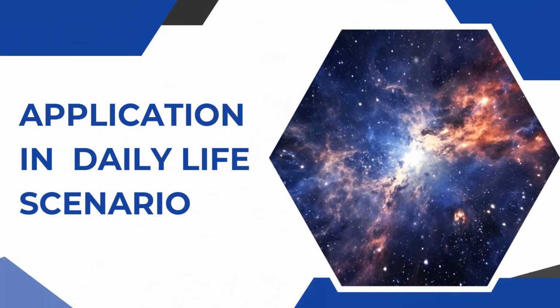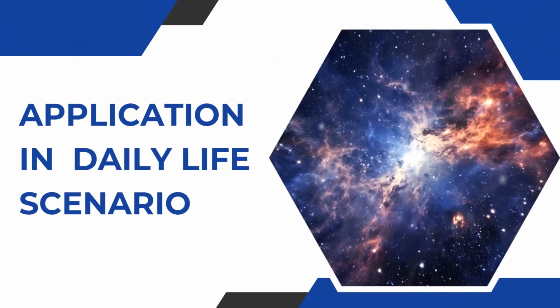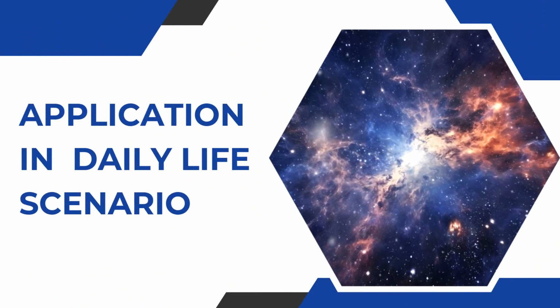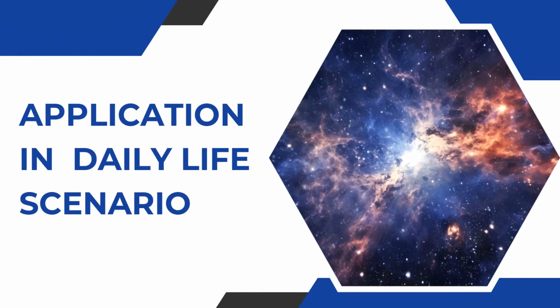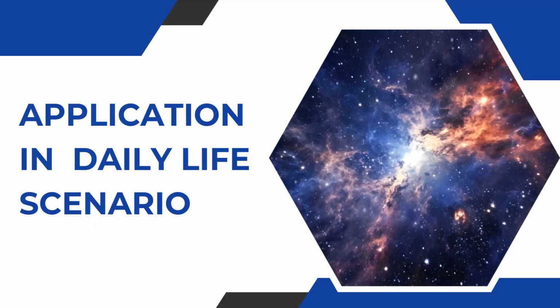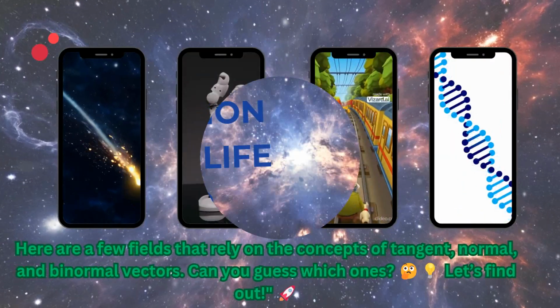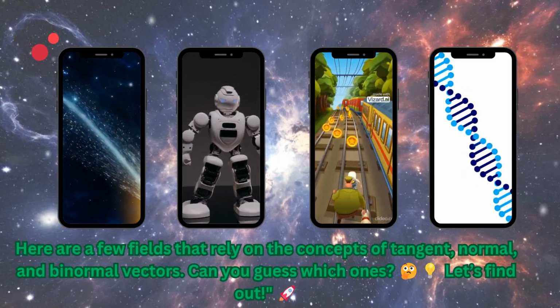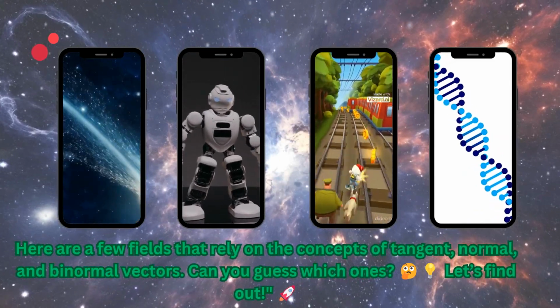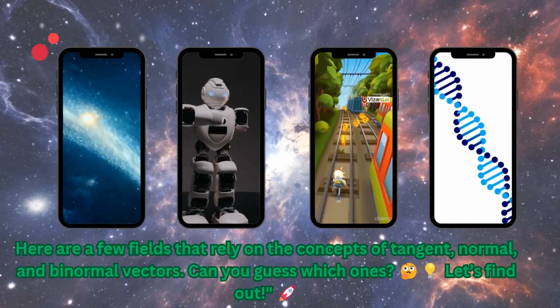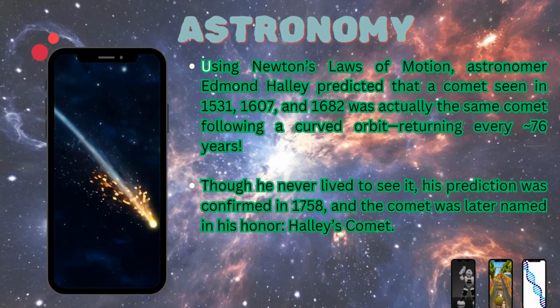We have done understanding the concept of vector and went through with a worked example. Now, it's time to understand the application of T, N, and B vectors in real-life scenarios. Here are a few fields that rely on the concepts of tangent, normal, and binormal vectors. Can you guess which ones? Let's find out. The astronomy field.